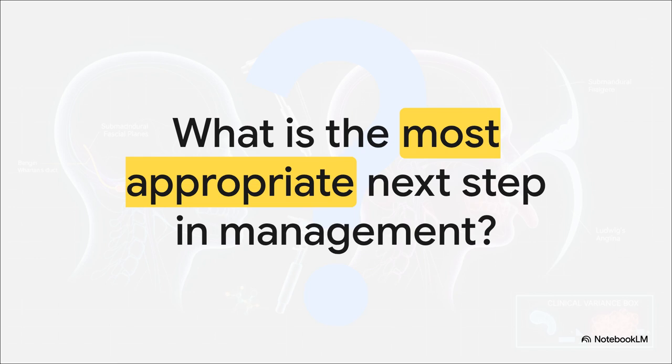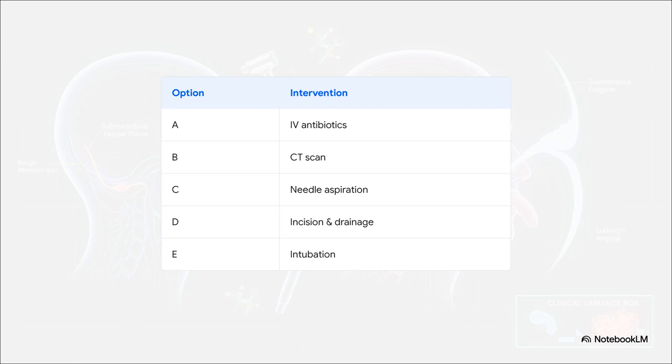The prompt demands the most appropriate next step. I need you locking in on those kinetic markers, the severe drooling and the positional breathing. Those signs scream that this is an unprotected airway on the verge of total collapse. Let's execute a rigorous breakdown of these highly competitive options. Option A, IV antibiotics. Medically necessary, sure, but utterly fails to address the immediate lethal threat of asphyxiation. Option B, a CT scan. That is an absolute death sentence. Forcing this patient to lie flat in a scanner will precipitate immediate respiratory arrest.